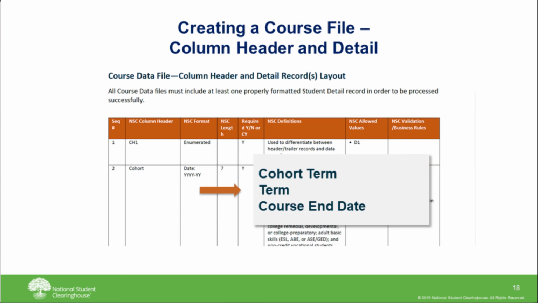As a reminder, the cohort term field is a term in which the student first came to your institution. You will need to enter in fall, winter, spring, or summer values only. The term field is the term for which we are currently collecting in this submission window. Please also enter in fall, winter, spring, or summer values only. The course end date allows a future end date.